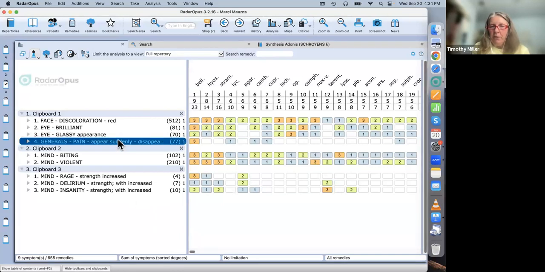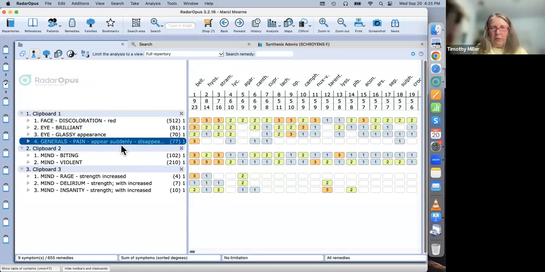Are pains appearing and disappearing suddenly? Can we agree on that? And that's what's missing from both hyoscyamus and stramonium is the pace of the pains that the patient is experiencing. Now, if I wanted to, I could actually turn this into what we would call an elimination or a filter. The way I would do that is to highlight. So what that means is I only want to consider remedies that are included in this rubric or this symptom.